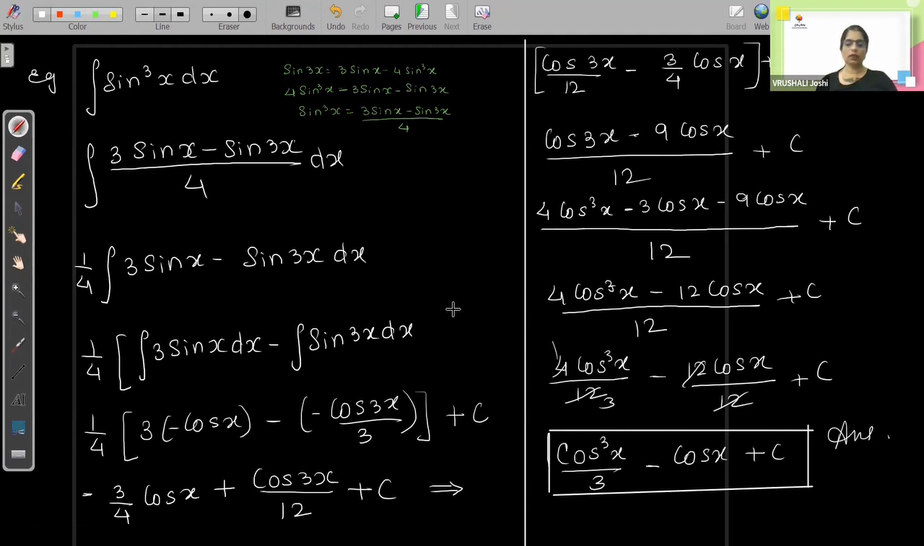Correct? But in the textbook, or rather in the lesson, we have been taught a method of substitution. So we'll have to do this sum that way. I'll show you how to do this with substitution. But if you don't remember substitution in the exam, even with this method you'll get the answer correct. Okay? So let's do it with the substitution method.